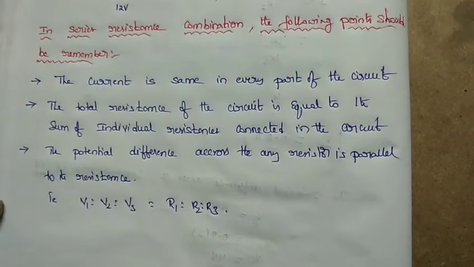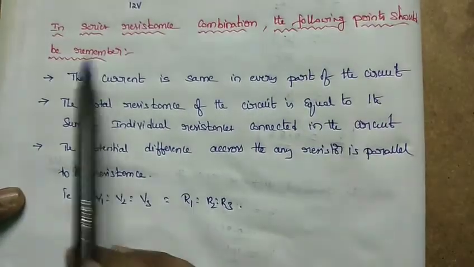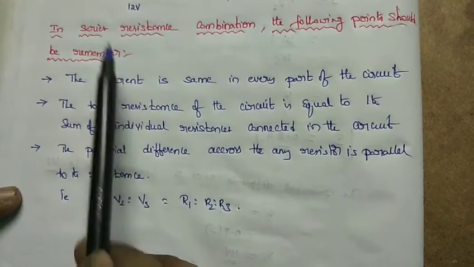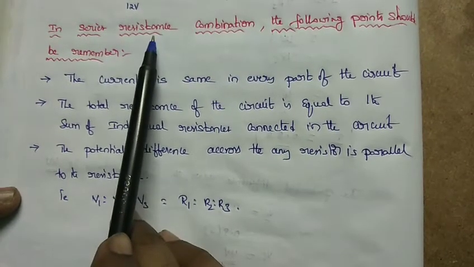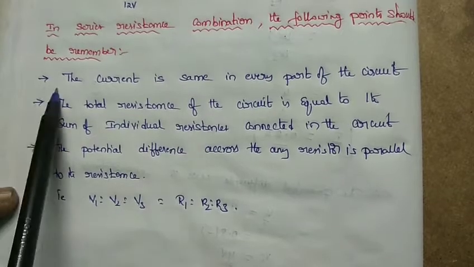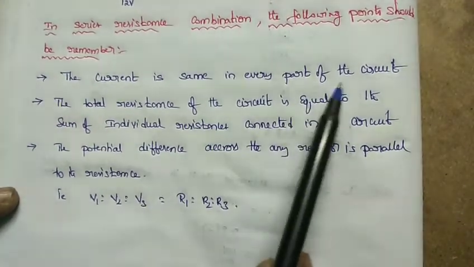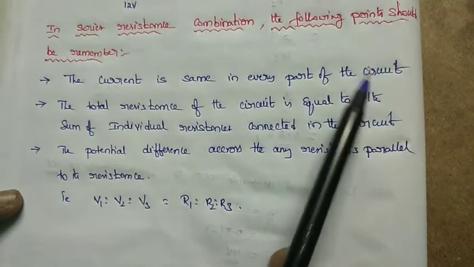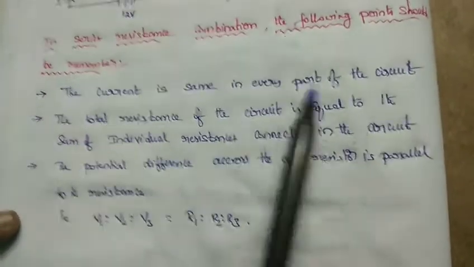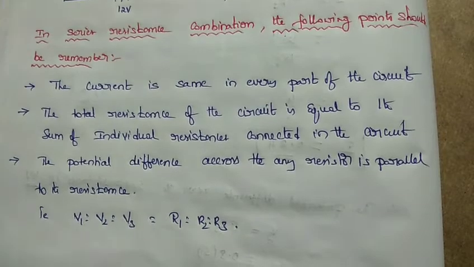Today we have to see, in series resistance combination, the following points should be remembered. Yesterday we were discussing the series resistance. So what are the important points of series resistance combination? The first point: the current is the same in every part of the circuit. That means any resistance should be carrying the same current.